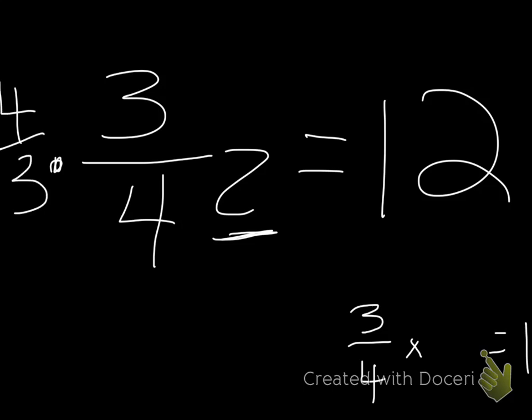And what happens then is the 3's cross out and the 4's cross out, and now z is alone. But if we do it to one side, what do we have to do? Do it to the other side. Times 4/3. Now we have 12 times 4/3 is equal to z.